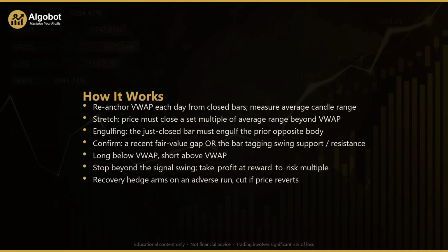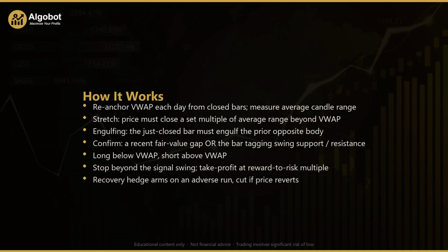The short side is the mirror image. Price must close above VWAP by the stretch amount. The most recent candle must be a bearish engulfing pattern, and there must be either a fair value gap in the up direction or the bar tagging swing resistance. When those align, the strategy opens a sell.